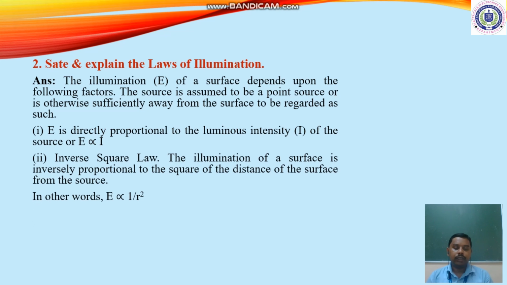The second law is also called the inverse square law. In this law, the illumination of a surface is inversely proportional to the square of the distance of the surface from the source. Mathematically, E is proportional to 1 by r square.